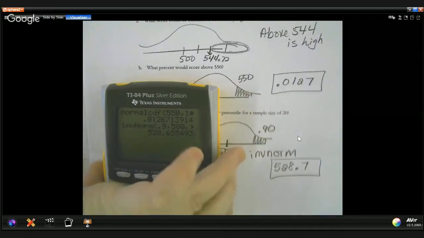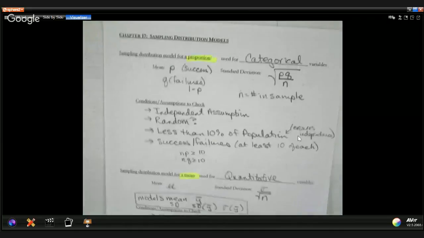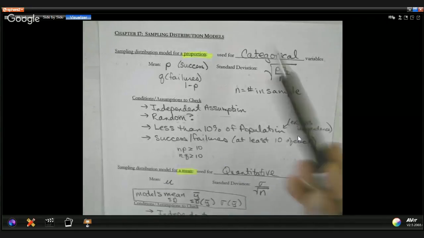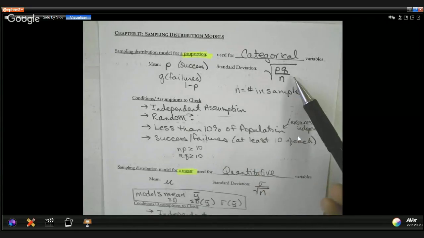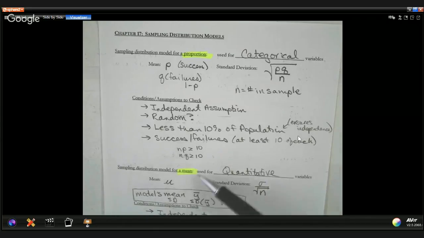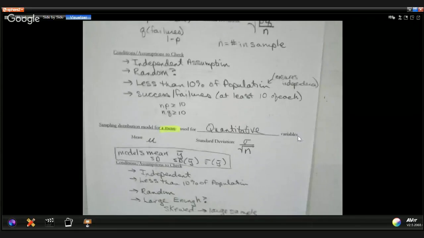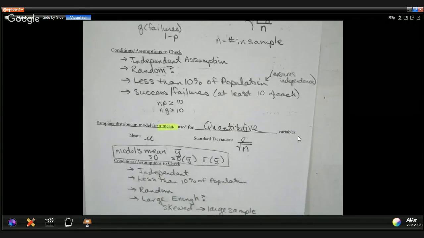So when you're doing both sets of these problems, the big thing you have to do is recognize if it's a proportion or if it's a mean. If you're dealing with a proportion, you'll use this standard deviation. If you're dealing with means, then you'll use the other standard deviation. Remember to check and explain your conditions before you do your work, and then you just follow the processes.